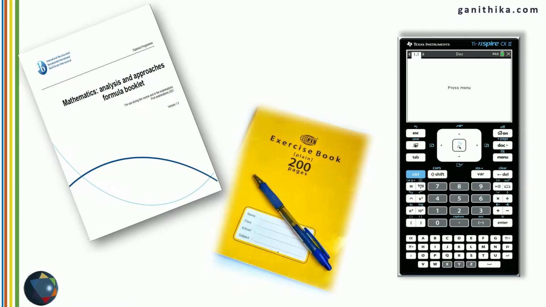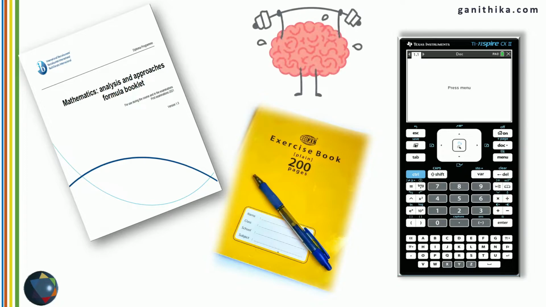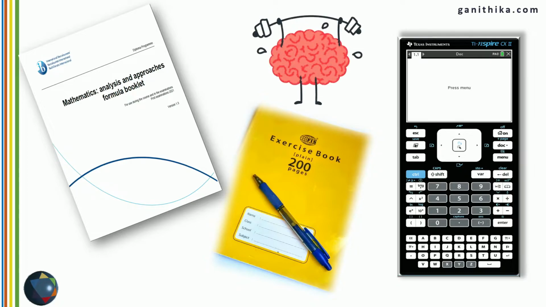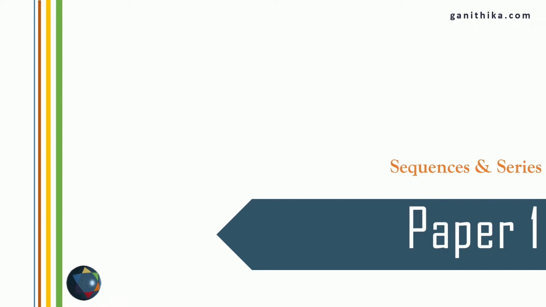And another important thing that you need to have now is your active, functional brain with you. Are you ready for the past paper questions now? Do you have your notebook, pen, calculator, booklet, everything with your active brain? Come on, let's go in and solve some paper 1 questions on sequences and series.